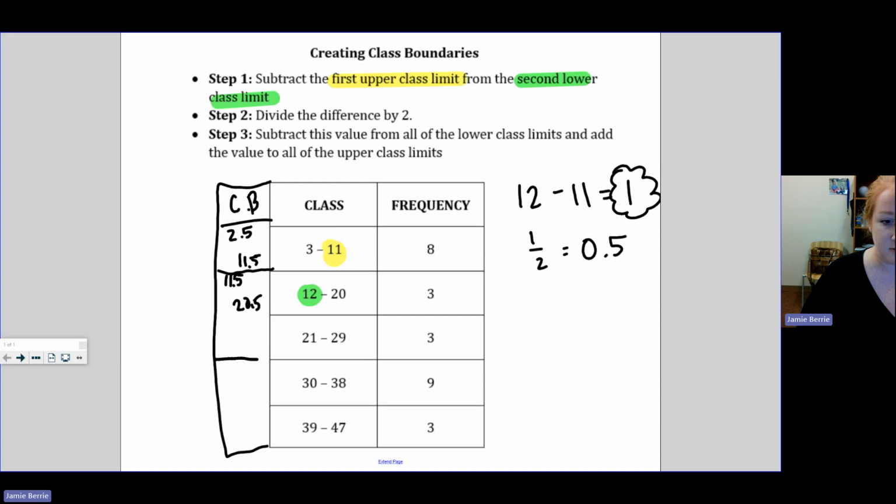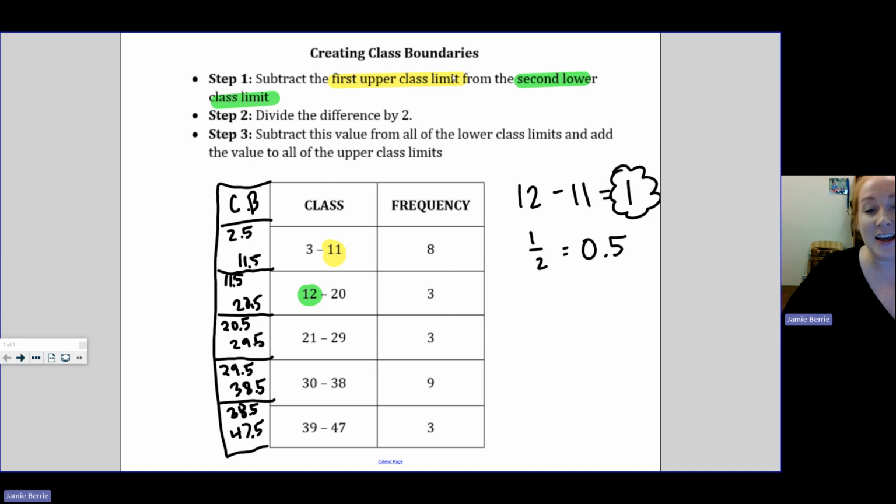And then you'll do the same thing for each of the classes. So lower class boundary for our third class is going to be 20.5. Upper class boundary, 29.5. For the fourth class, lower class limit, subtract 0.5, so that's 29.5. For the upper class boundary, you're going to take your upper class limit, add 0.5. And then for the last one, we get 38.5 for our lower class boundary, 47.5 for our upper class boundary.